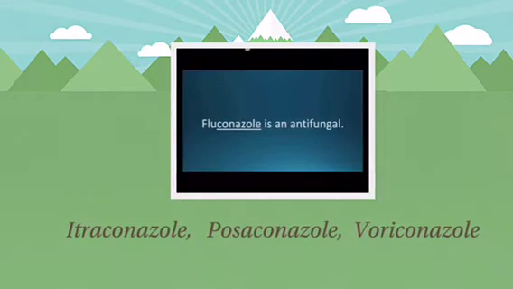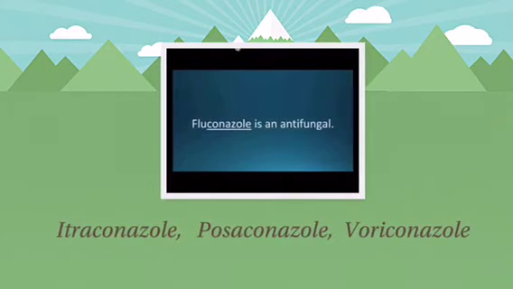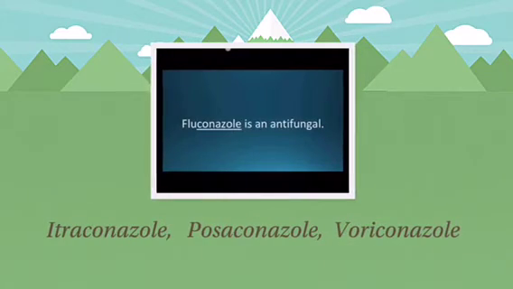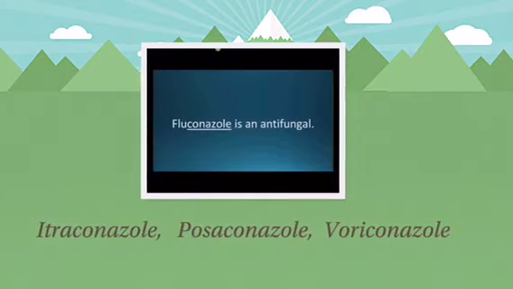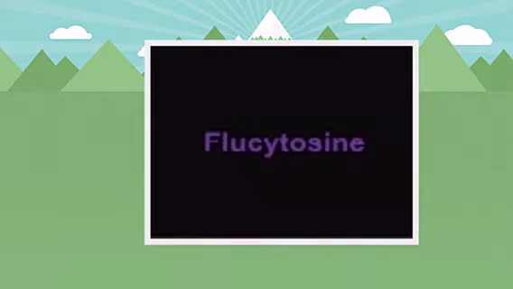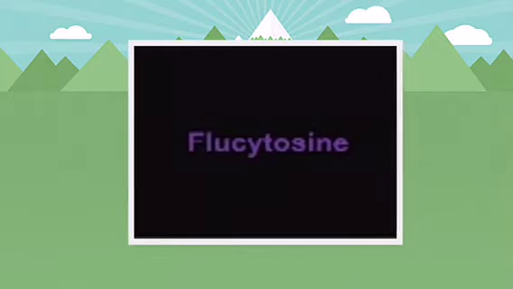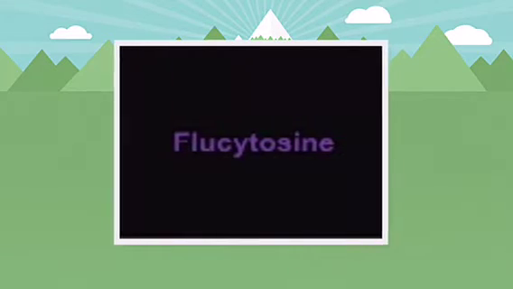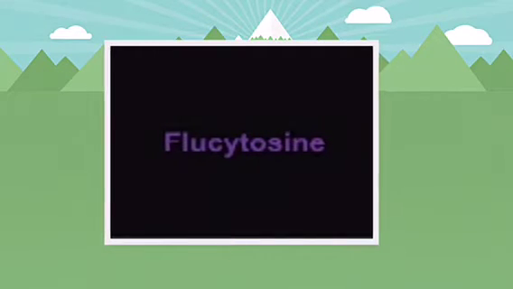Number 4, Fluconazole, Itraconazole, Posaconazole, Voriconazole are used systemically to treat various fungal infections. Number 5, Flucytosine. This is used systemically to treat a limited number of fungal infections. An example of this is fungal meningitis.